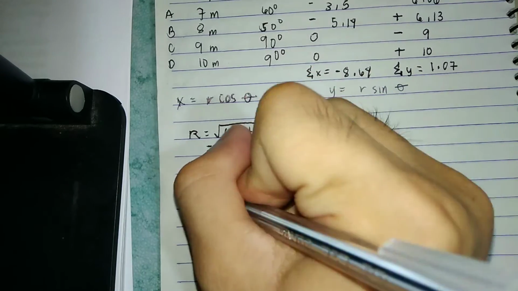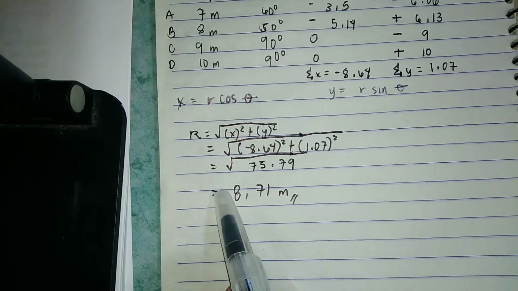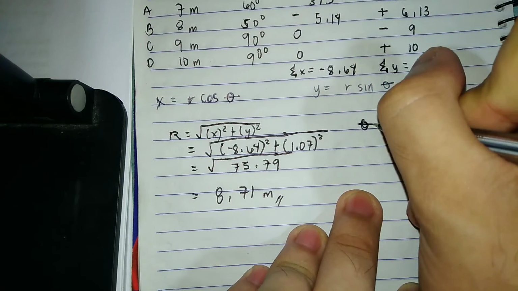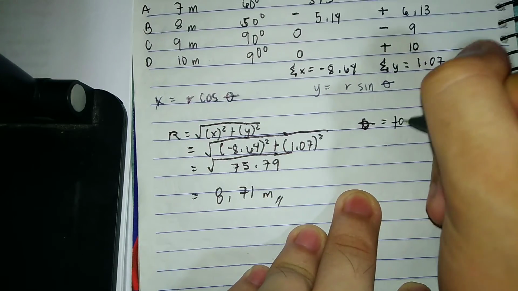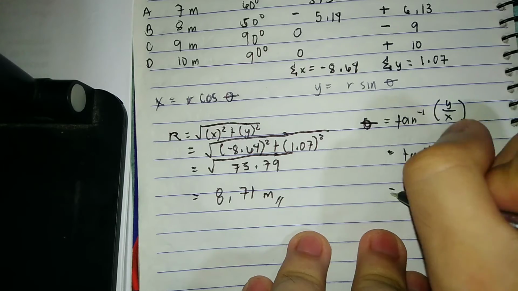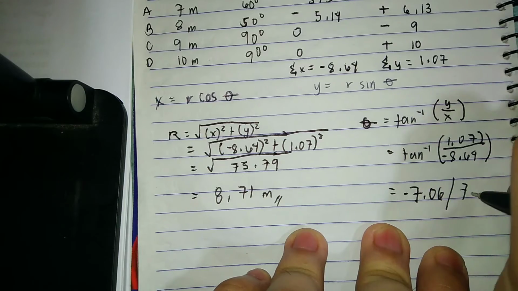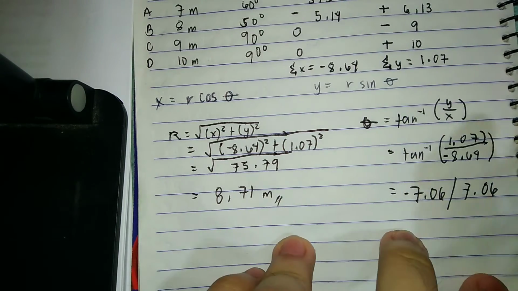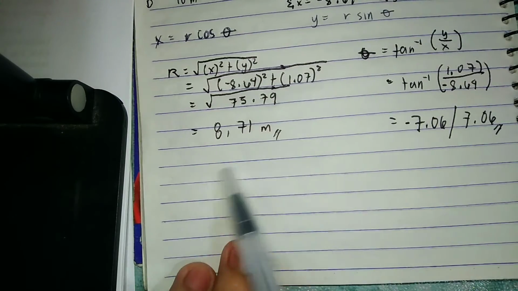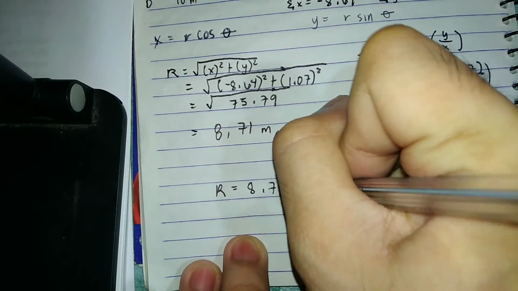Now, the value of the resultant of vector is 8.71 magnitude. To find the delta, the formula is the inverse of the tangent of y and x. Using my scientific calculator, the value of our delta is negative 7.6 degree. Since the answer is negative, we need to get the absolute value. Now, our final answer is 8.71 magnitude at 7.6 degree.